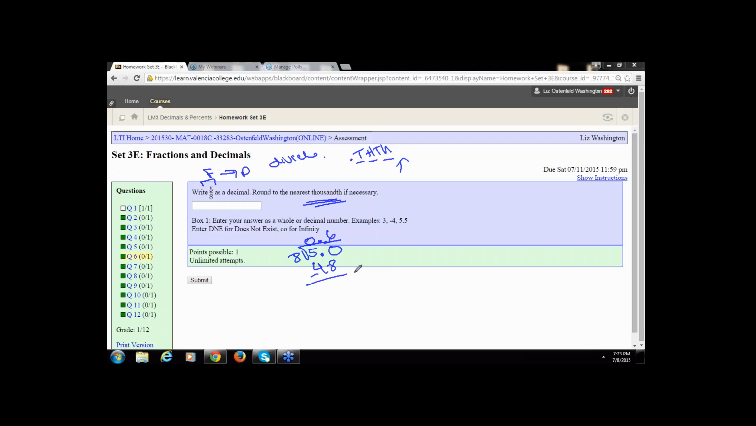Gives me a 48. Remainder of 2. Bring down another 0. We're going to go twice. 16, 4, bring down 0. 5. And we get 0. So in the thousandths place, this 0 is not big enough, so I should just get 0.625 here. Any questions about that part?